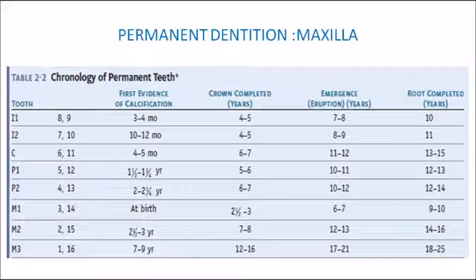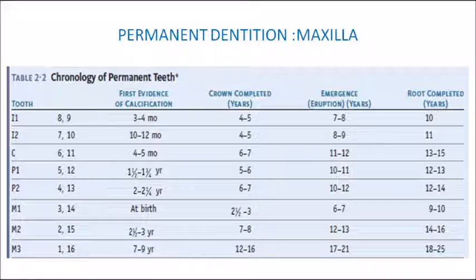Now crown completion. So crown completion is completed first for your first permanent molars around 2.5 to 3 years of age. Central incisors and lateral incisors at the age of 4 to 5 years. Canine 6 to 7 years. Premolars 6 to 7 years for the second premolars, and your first premolars is 5 to 6 years. Second molars is 7 to 8 years, and the third molars is 12 to 16 years of age.